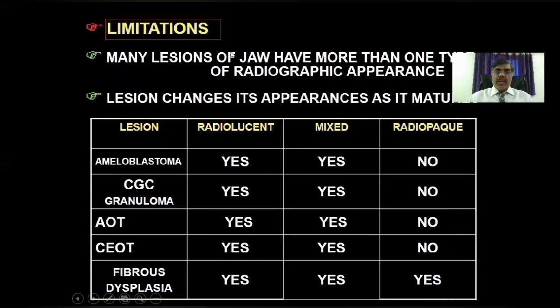Limitations of conventional radiographs include that many of the lesions have more than one type of radiographic appearance. I have told you previously. This is a table showing the different appearances of different lesions. For example, ameloblastoma has radiolucent and mixed radio-opaque and radiolucent appearances. Desmoplastic ameloblastoma has a mixed radiolucent and radio-opaque appearance. Central giant cell granuloma is again radiolucent and also shows mixed. Fibrous dysplasia shows all three appearances: radiolucent, mixed, and radio-opaque.